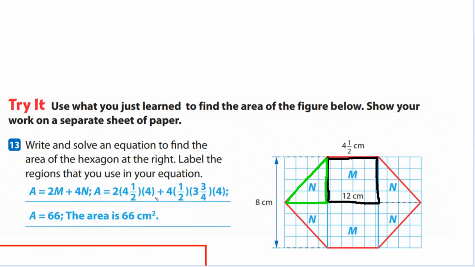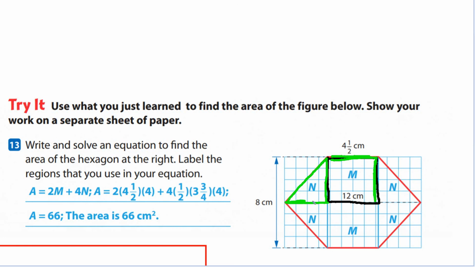So let's look at the rectangle. There's 2 of them, and you do 4.5, because that's 4.5 centimeters, right? Times 4, times 4. Okay, if this whole thing is 8, half of it is 4. Okay, and then they did the math there, plus the 4. Remember, 4 triangles, and the area of a triangle is 1/2 times base times height. So the base is 3 3/4, and the height is 4. We know the height is 4 because of the rectangle.